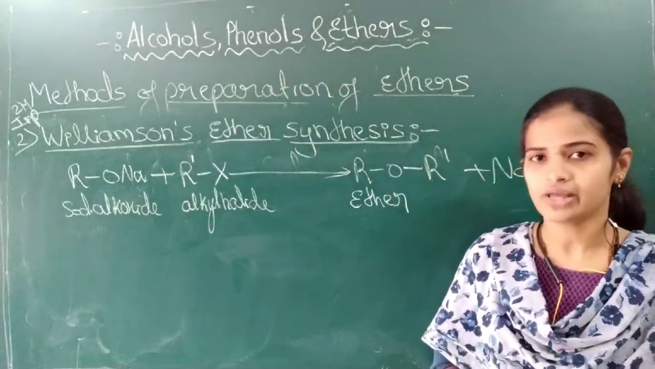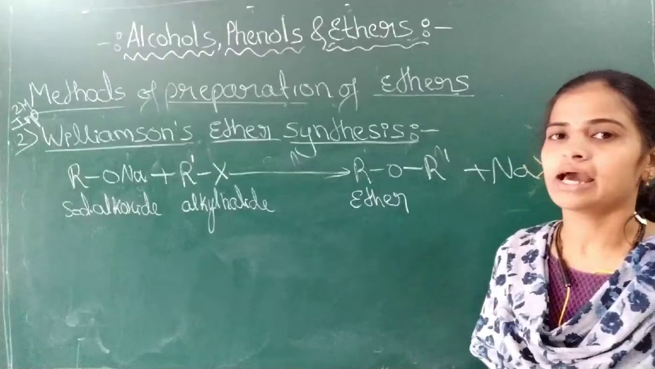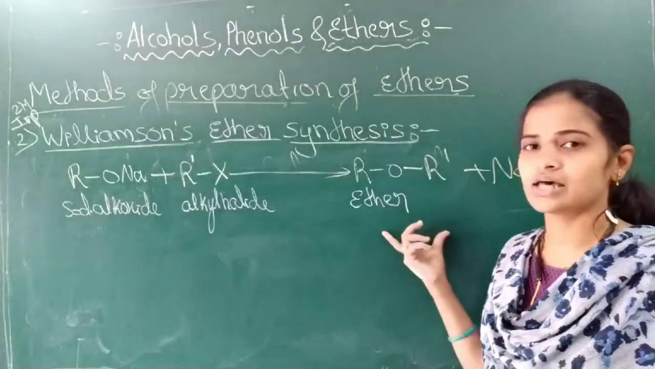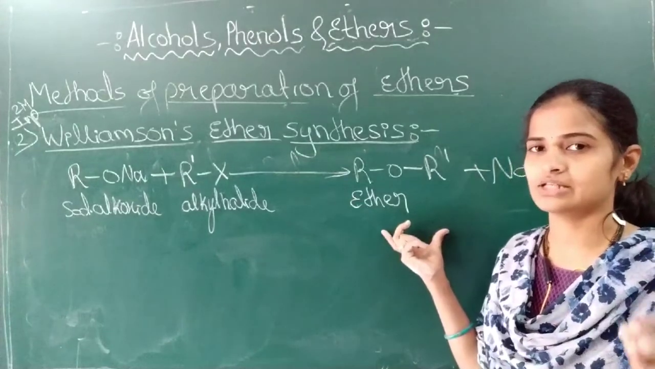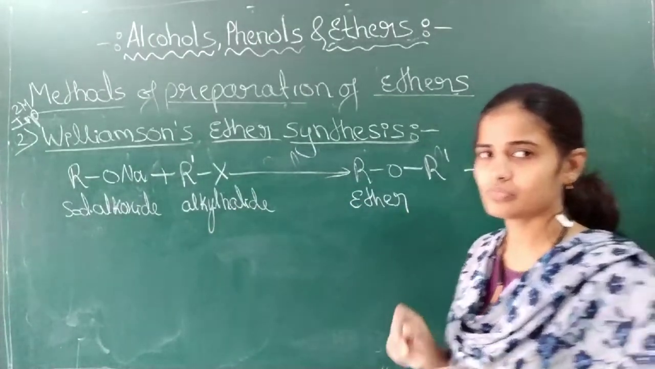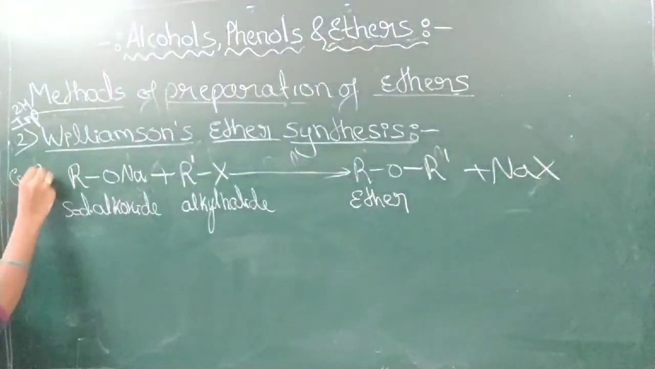If the question is asked, write what is Williamson's ether synthesis and write the general reaction. If it carries 2 marks, how to write the answer? When an alkyl halide is heated with sodium alkoxide, ethers are formed. This is called Williamson's ether synthesis. And the general formula, you have to write this. It is called the general reaction.